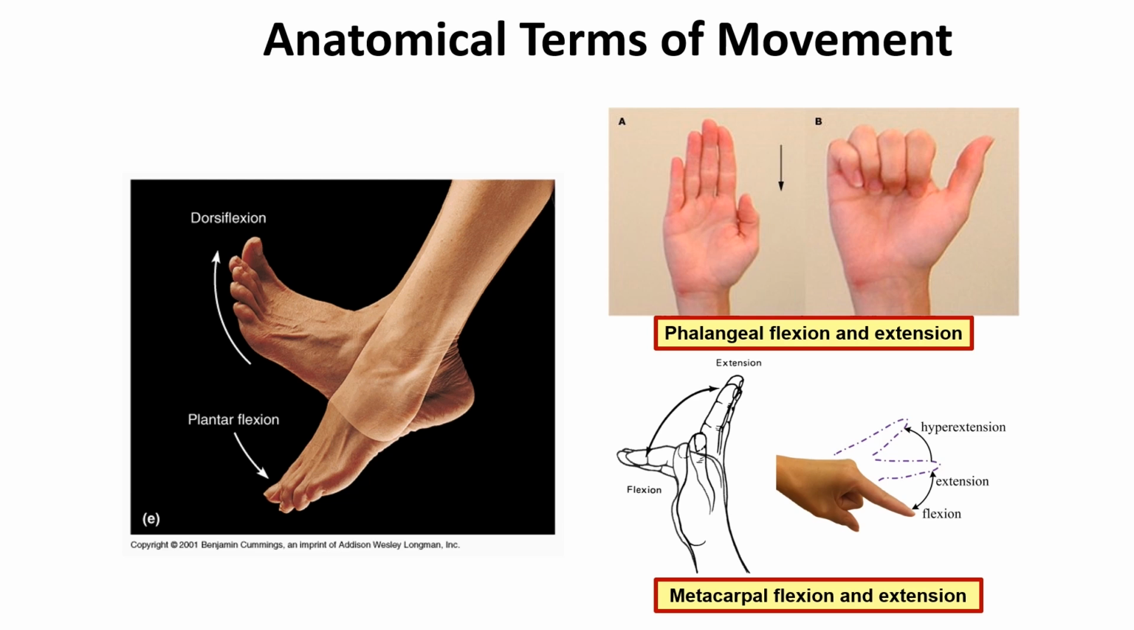Plantar flexion occurs when the ankle bends in the direction that points the toes and plantar sides of the foot downward. The only movements permitted in the interphalangeal joints are flexion and extension. You can also see the normal flexion and extension movements of the metacarpophalangeal joint here.